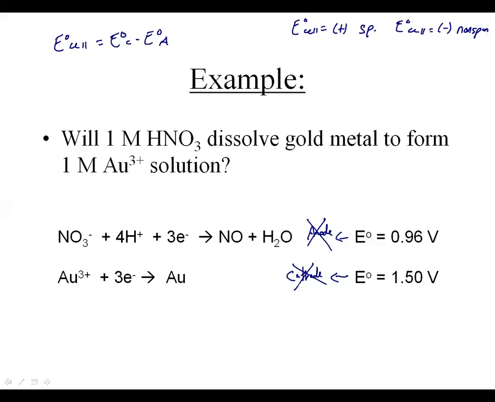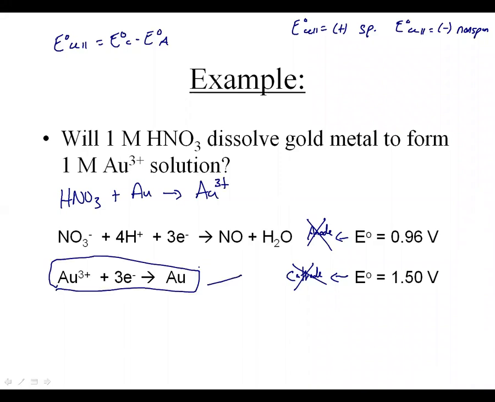If you just read what it says, it wants to know if you take nitric acid, will it dissolve gold metal, which is gold with no charge, to form gold with a charge. So if we look at the arrangement here, it is actually the bottom reaction that needs to be reversed in order to give us the correct way that the reaction is occurring. This one is actually going to be our anode, and this is nitric acid right here, which is going to be our cathode.